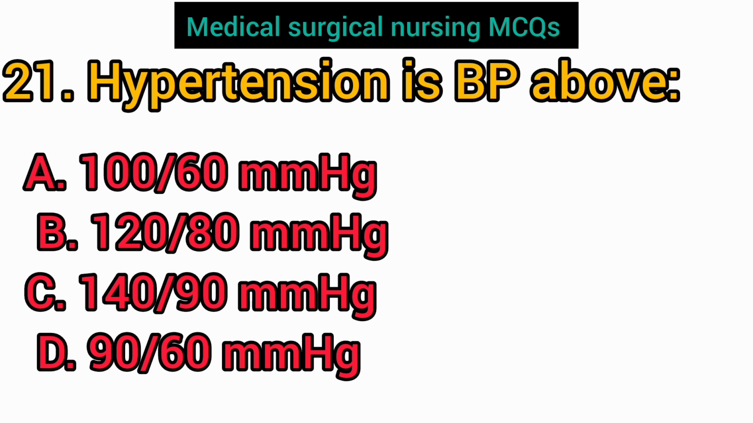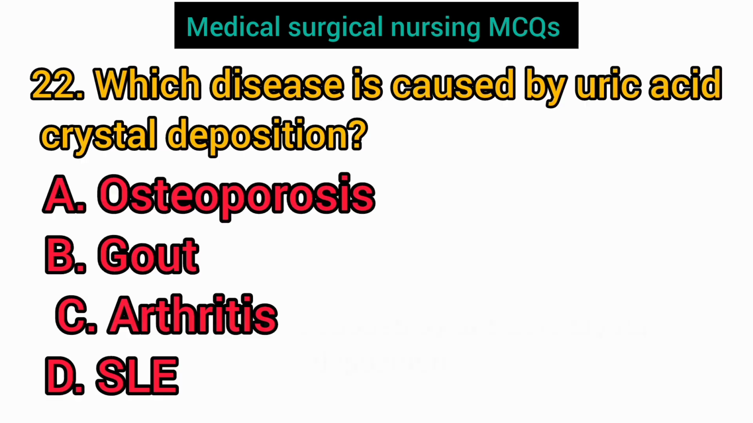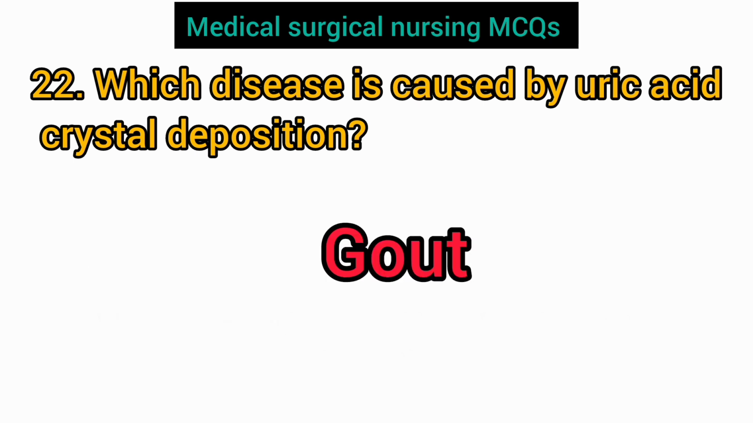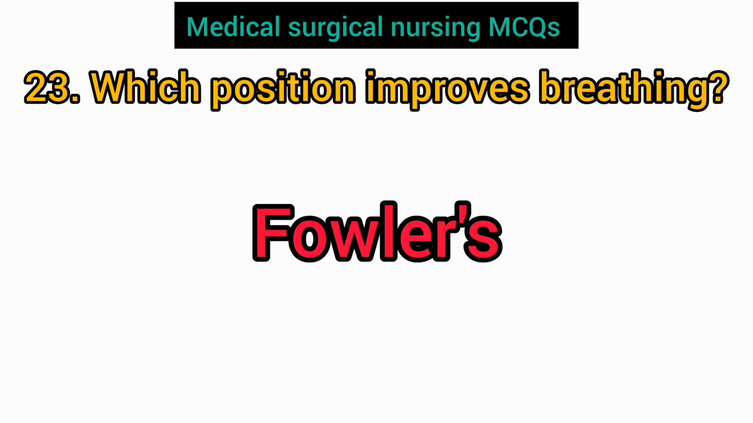Hypertension is BP above 140/90 millimeters of mercury. Which disease is caused by uric acid crystal deposition? Gout. Which position improves breathing? Fowler's.